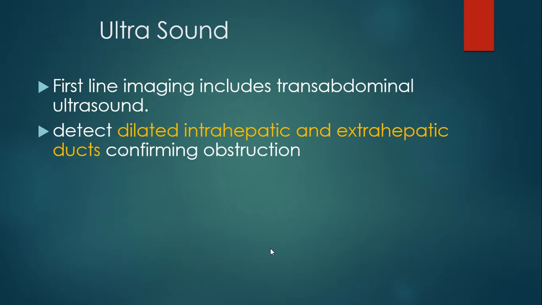Ultrasound scan, you see, is a very commonly done investigation in other diseases as well. It is very easily available, non-invasive. That's why we do it so frequently in all types of abdominal symptoms. And this, I would say, is the first line imaging modality, and it detects dilated intrahepatic and extrahepatic ducts when they are actually blocking the ampulla of Vater, and usually confirms obstruction.